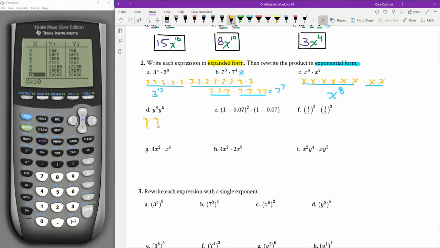y times y times y times y times y times y times y. I've lost count. 1, 2, 3, 4, 5, 6, 7, and 8 times y times y, 2, 3, 4, 5. Should have set this up a little differently in this notebook. 1, 2, 3, 4, 5, 6, 7, 8. 1, 2, 3, 4, 5. That would be y to the 13th. Give myself a little bit more room here.